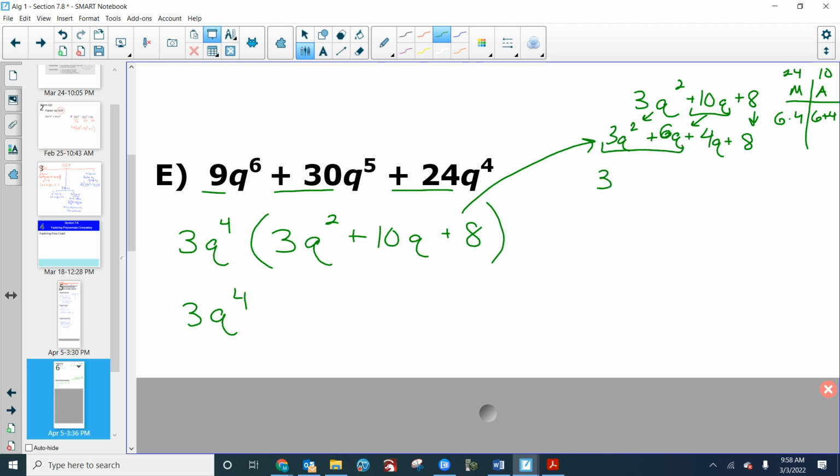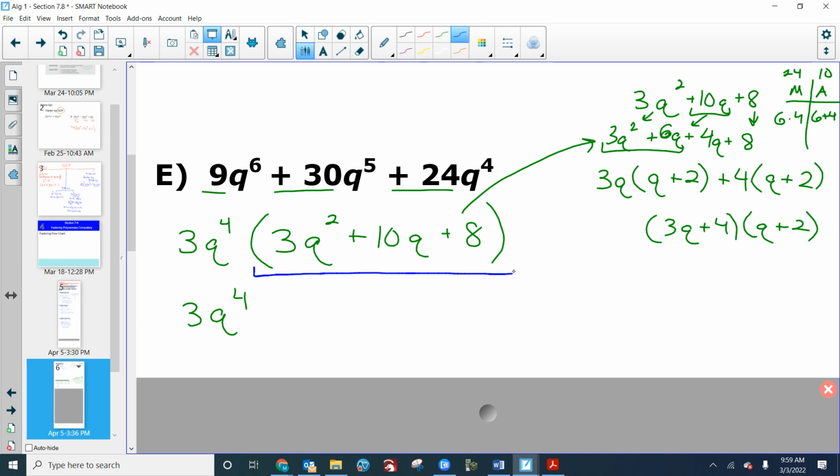All right, what can I pull out of the first two terms? A 3q. I'm left with q plus 2. I'm going to pull a 4 out. I'm left with q plus 2, which factors into 3q plus 4 times q plus 2. So all of this transforms into 3q plus 4 times q plus 2.